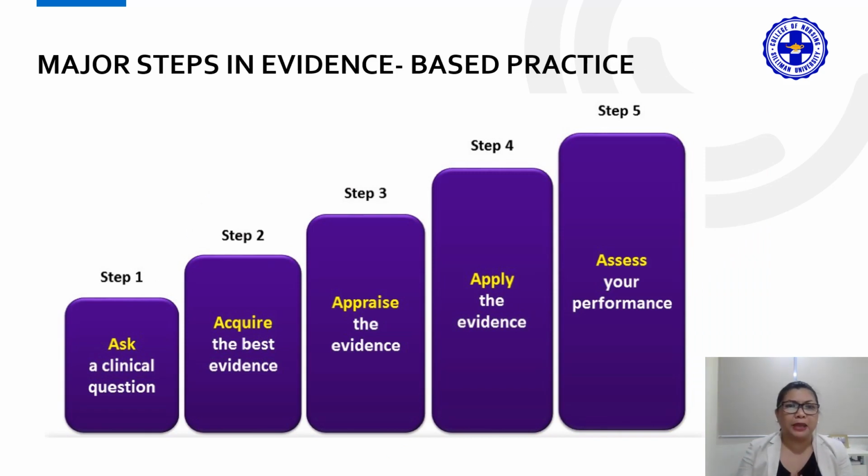Okay, so what are the major steps in evidence-based practice? Different authors talk about different steps, but essentially these are the basic steps. These are the 5 A's. You ask the clinical question, you acquire the best evidence, and then you evaluate or appraise the evidence, and then you apply the evidence, but you don't stop at applying. You have to assess the performance of the application that you did, all right?